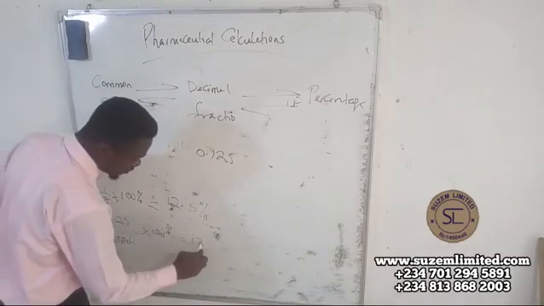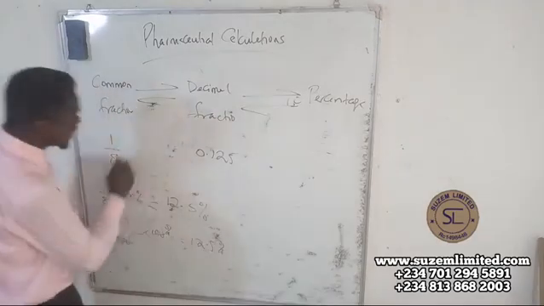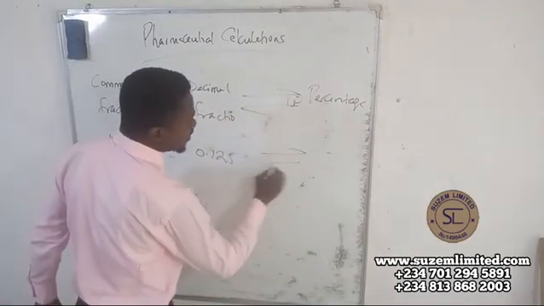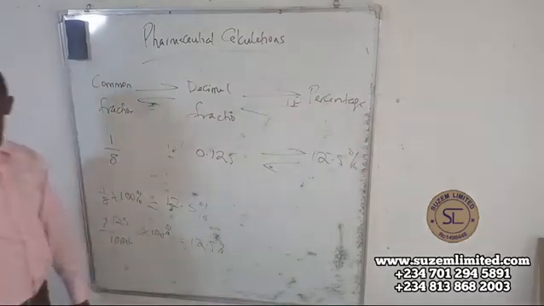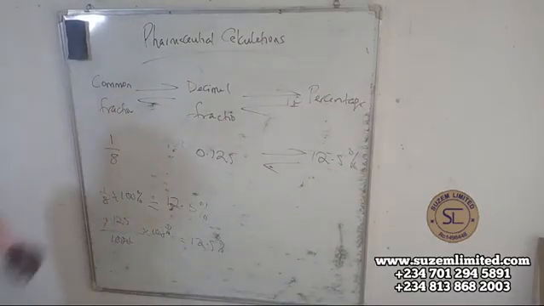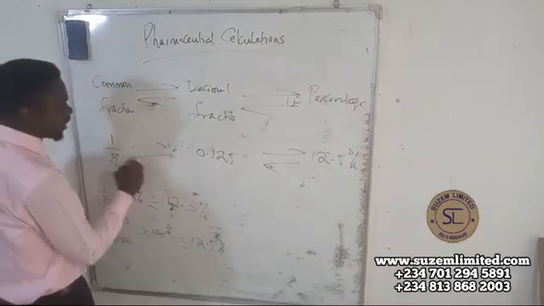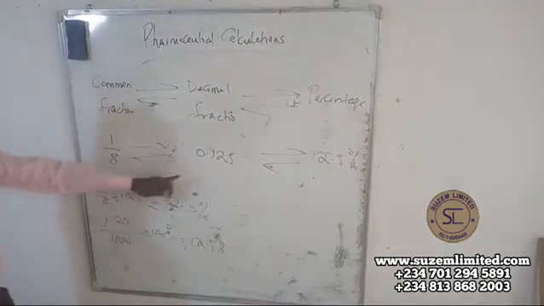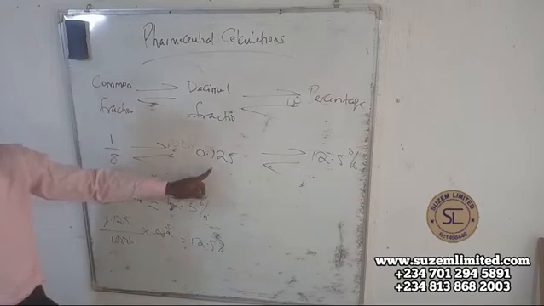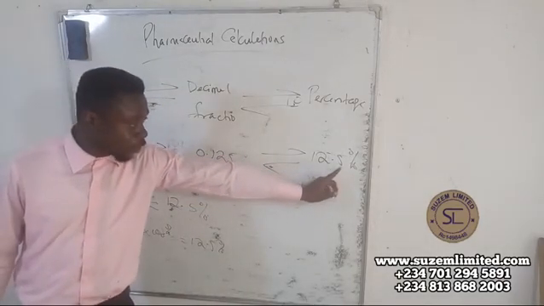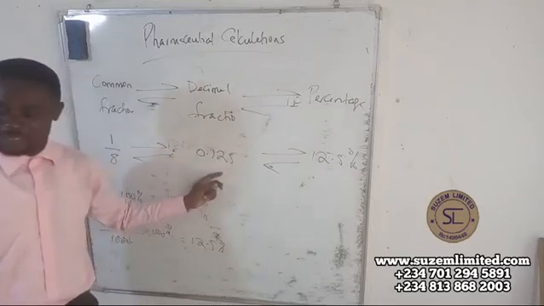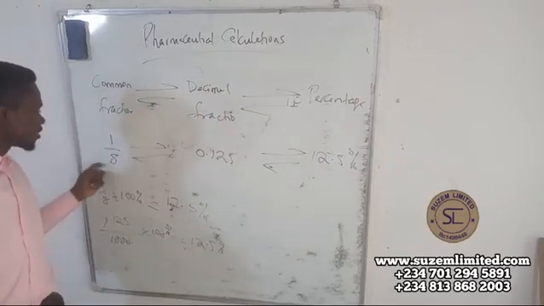12.5, true or false? So this and this, if you put them as percentage, you get what? 12.5%. As you can see now, we are converting 1/8, which is a common fraction, to a decimal fraction, 0.125, to percentage. If you like, you can convert from here to here.